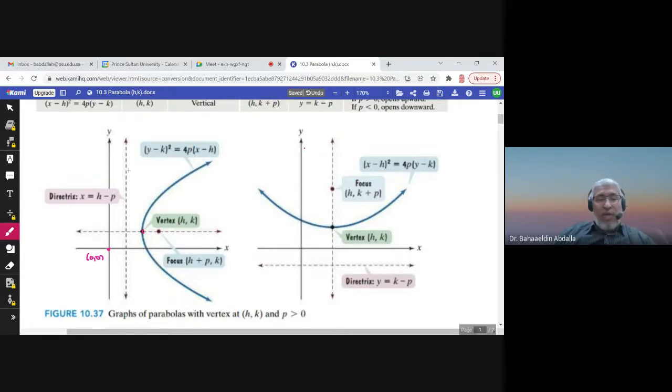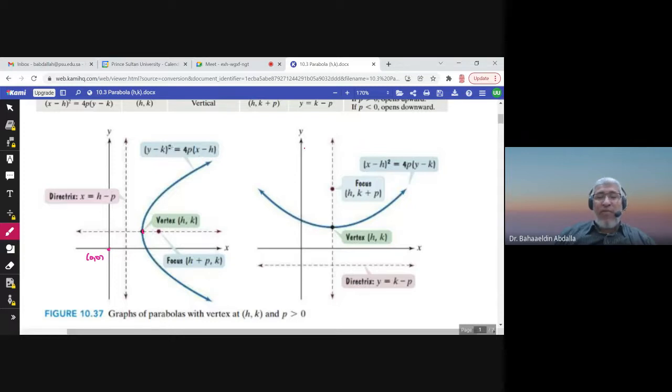So the equation of the directrix was x equals negative p. Now it would be negative p plus h. We add h because this is x, okay? And the coordinates of the focus were (p, 0), so it would be (p plus h, k). We add h to the x coordinate, we add k to the y coordinate. And in the equation itself, we replace y by y minus k and x by x minus h.